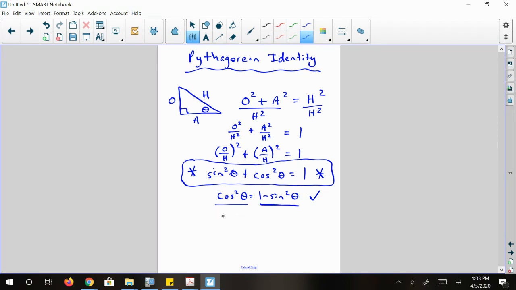And along the same line, sine squared of theta, if I wanted to isolate that, I could subtract cosine squared of theta from both sides. Okay, so these are also the Pythagorean identity, although it's a little bit of algebra to get either cosine squared of theta or sine squared of theta isolated. So this is the big identity for today, though. We're going to use this a lot, or these alternative forms.